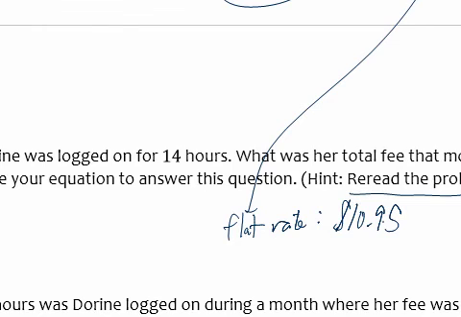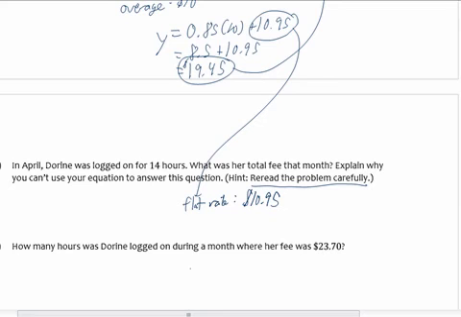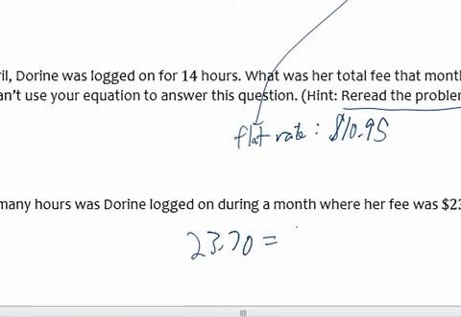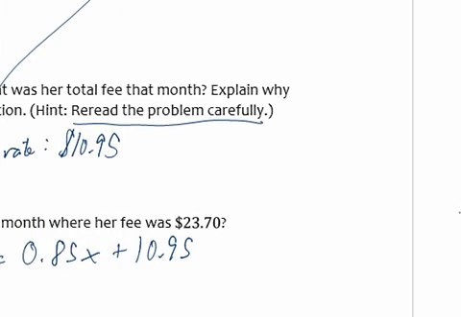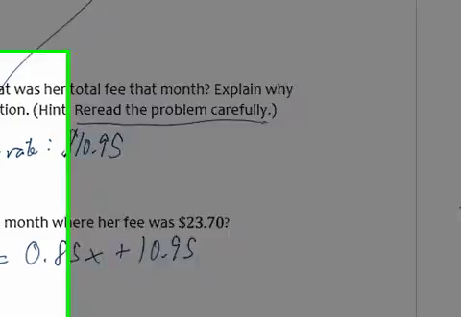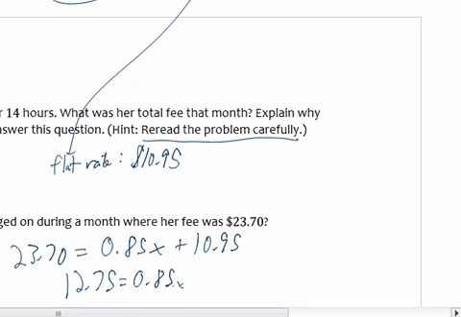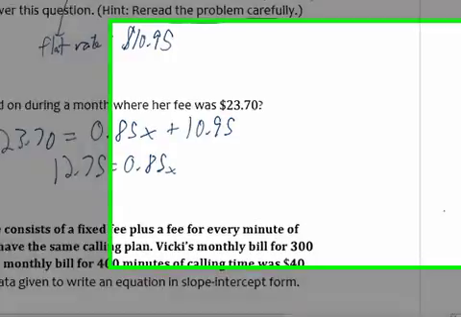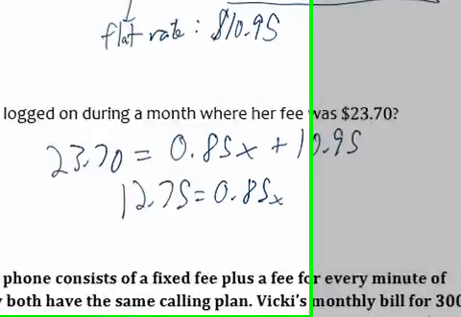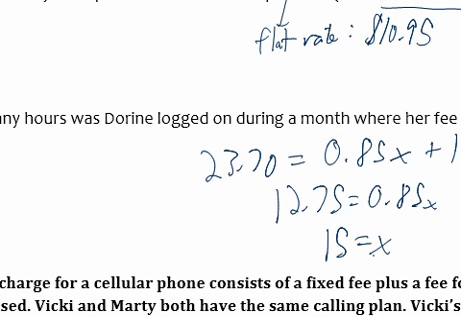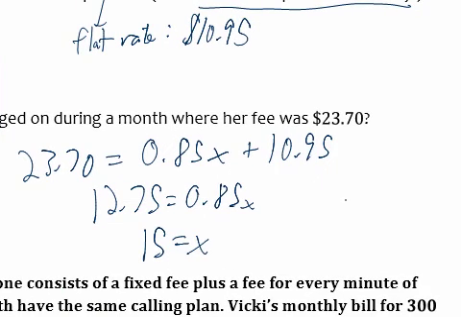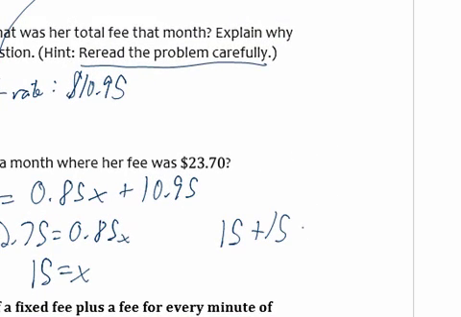And lastly, it says how many hours was Doreen logged on in a month where her fee was $23.70. If we plug 23.70 in for y, then we're going to find the x that will represent the amount of hours over the limit she hit. So 23.70 minus 10.95 gives us 12.75. 12.75 divided by 0.85 is 15. So 15 equals x. That's the number of hours over. So if we take the 15 hours over plus the 15 of the flat rate, that's 30 hours. She was logged on for 30 hours during the month.